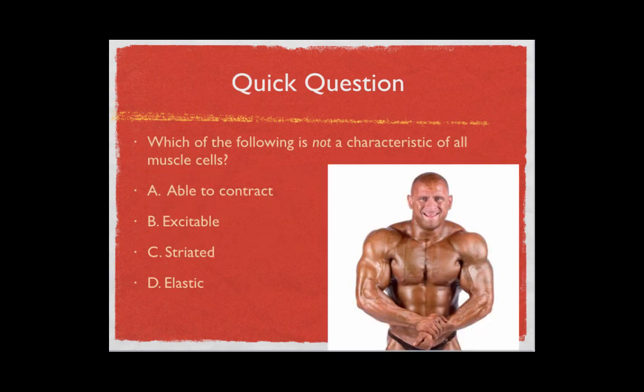Okay, here's a quick question for you. Answer this before I tell you the answer. Which of the following is not a characteristic of all muscle cells? If you want to think about it for a minute or look back through your notes, you can pause the video now. And the correct answer is striated. Not all muscle cells are striated. Can you name a type of muscle that is not striated? That's right, smooth muscle is not striated.